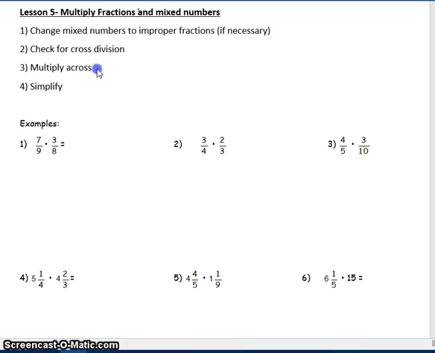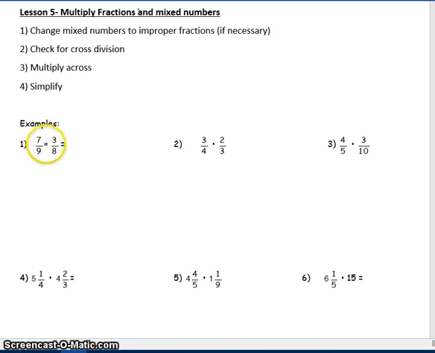So let's go through this here. All right. First of all, I don't have mixed numbers, so we leave them alone. So step one does not apply here. Next thing that I've got here, we've got to check for cross division. Now, cross division means checking on your diagonals and seeing if you can do some simplifying. Cross division is also known as cross simplifying.